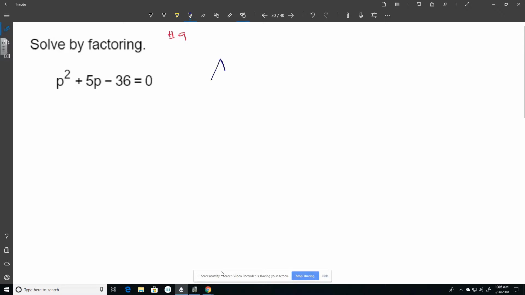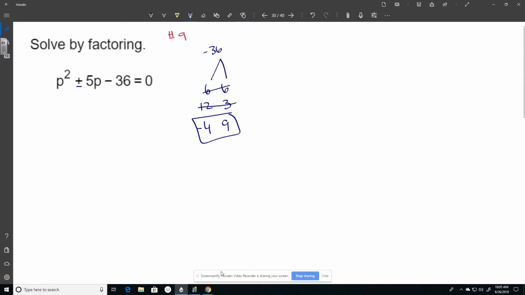I'm looking for something that multiplies to negative 36 and adds up to 5. So things that multiply to 36 are 6 and 6. Those aren't going to add up to 5. 12 and 3. Those aren't going to add up to 5. So how about 4 and 9? Now, this is a negative 36, so that means one of these is a negative, and they add up to a positive 5. So that means the negative is the smaller number, and negative 4 and 9 combine to make 5. So those are the two I'm interested in.